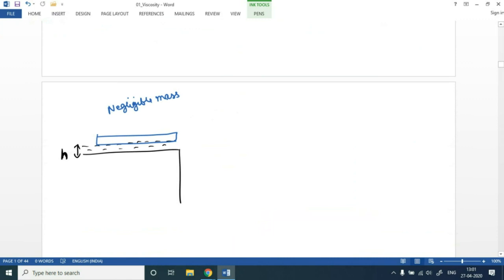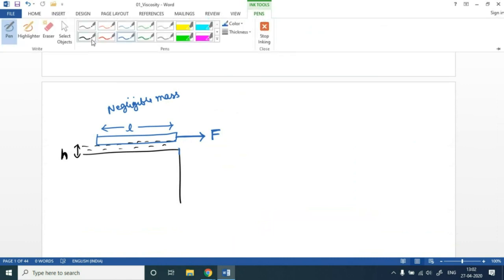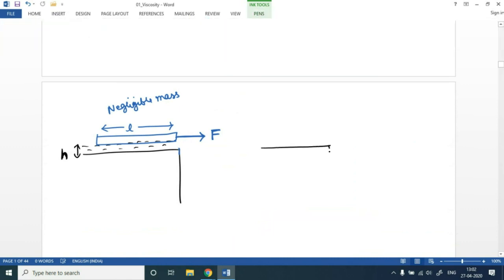What we wish to do here is pull this metal sheet with some constant force F. We are interested in how much time it will take for half of this plate, let's say the length of the plate is L, to come out of this edge over here. This is the initial situation, and the final situation is what we are looking at.